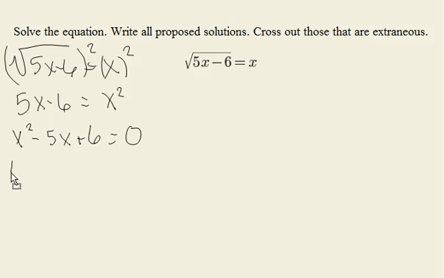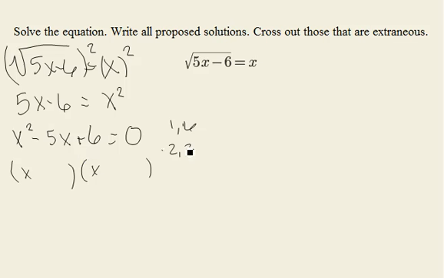So now we need to factor this polynomial. So we're going to have our x's here, and then we have to look at 6. So factors of 6 are 1 and 6, and 2 and 3. But if we look here, the sign in front of the 5 is negative. So we're going to need two negative numbers to multiply to 6, and then add up to negative 5.